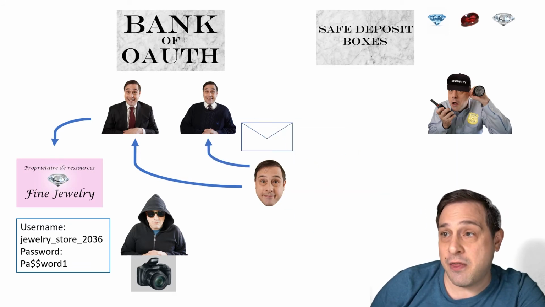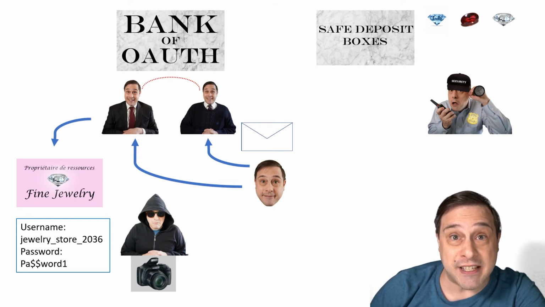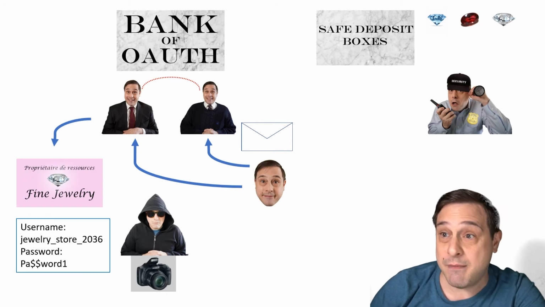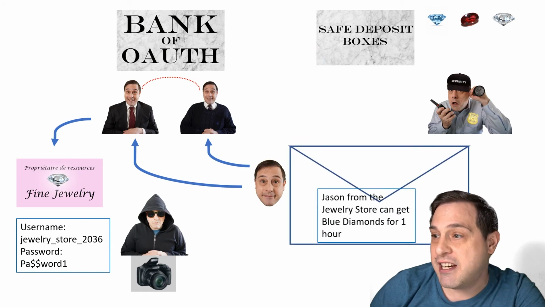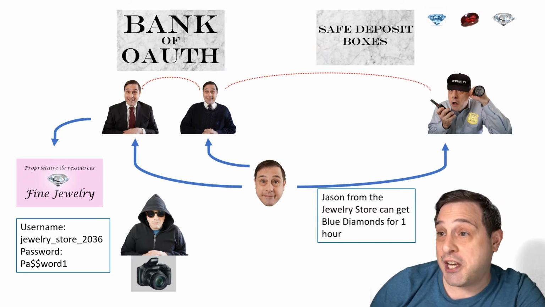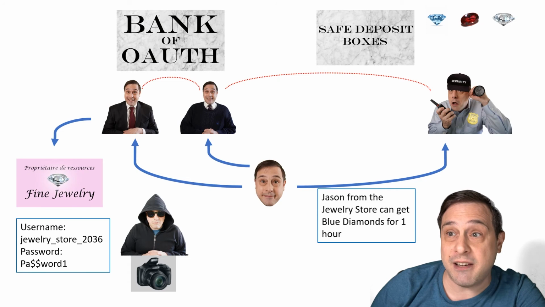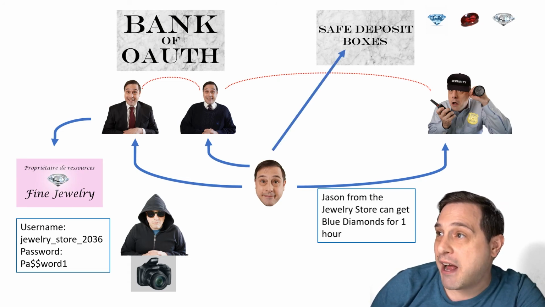and then within the next 10 minutes goes to the second teller. The second teller then verifies that the random number that is in the envelope is the same one that he thought of less than 10 minutes ago. If that is the case, he will print up a ticket that says Jason from the jewelry store can get blue diamonds for 1 hour, put it in an envelope, then the employee can get it from the envelope, go to the security guard, and present it to him. The security guard, as always, will check the ticket, make sure it was printed by teller number 2, and allow the employee to go into the safe deposit box and get the blue diamond.